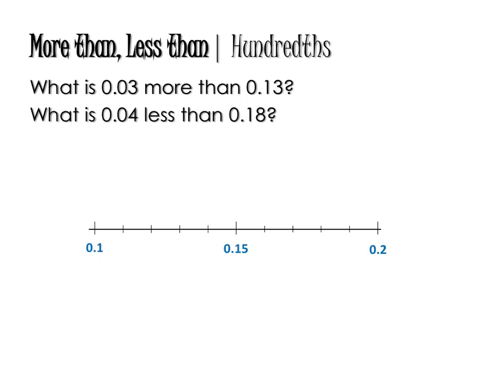So let's use that same understanding and try to understand more than, less than for hundredths. If I ask, what is 0.03 more than 0.13, what I'm actually asking is what is 3/100ths more than 13/100ths. So you should know that 3/100ths more than 13/100ths is 16/100ths.